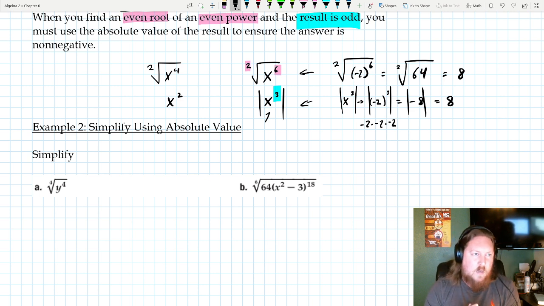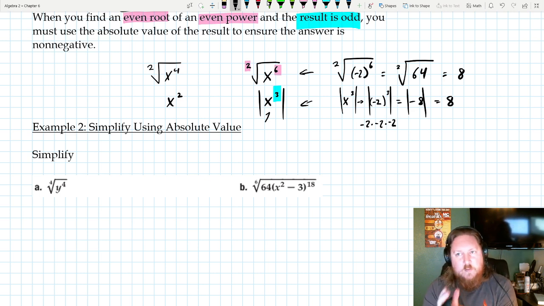So that's the reason why we have to keep track of this. So even root, even power, odd result, absolute value. And you just have to do it for that part of it.